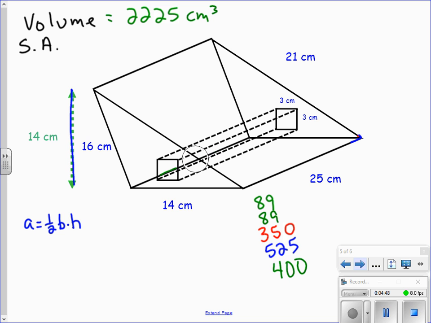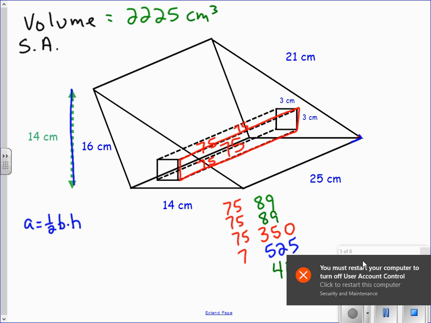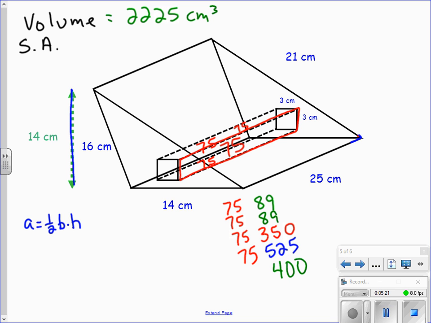Because now I'm looking for the inside panels. And luckily for us, they're all the same because they're rectangles. It's a square, sorry. So it's 3 times 25, and 3 times 25 is 75. So each of these panels is 75, and I've got 4 of them: top, bottom, side, side. So I'm going to add 75, 75, 75, and 75, or 75 times 4.